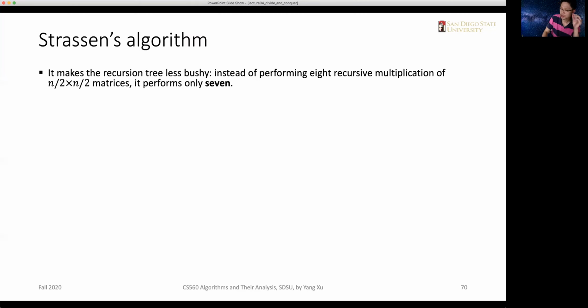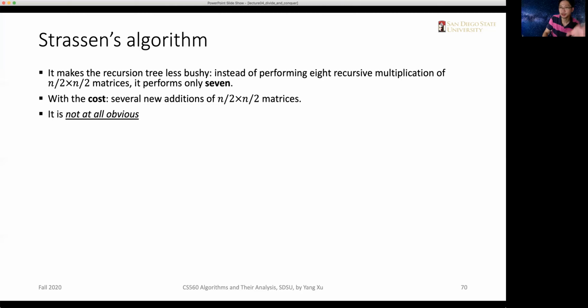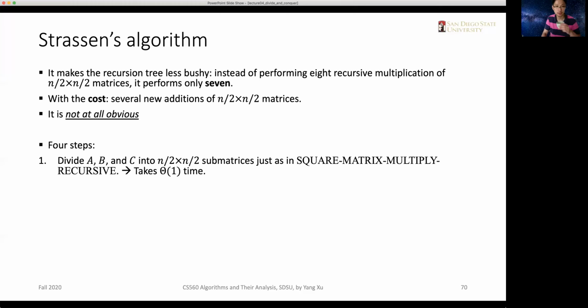Okay, that sounds impossible, but actually with the usage of some intermediate variables, it is still doable. It is reachable, approachable. So it comes with some cost of solving some new additions of the n over 2 smaller submatrices. It's not intuitive or obvious at first glance, so we'll go through the algorithm really quick and see how it achieves this goal.